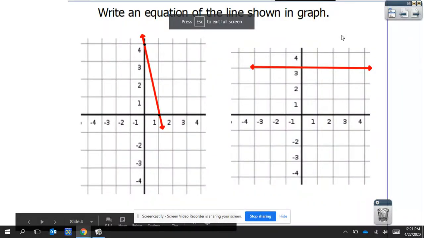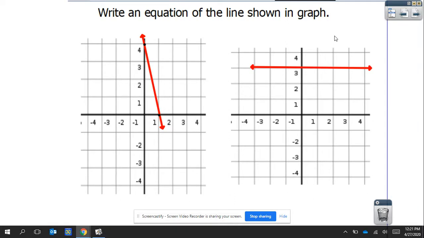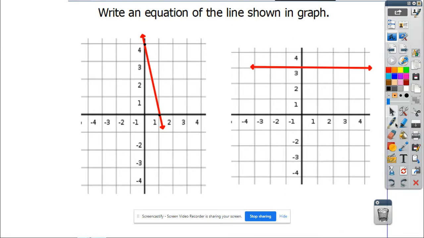Here is part 2 of the video. I was just talking about this. Hopefully you remember this line from last week. It was a special case and has a specific type of slope.